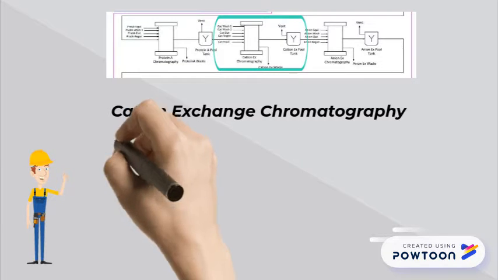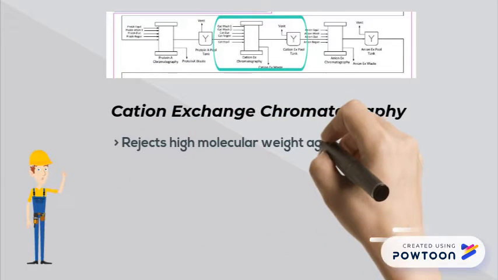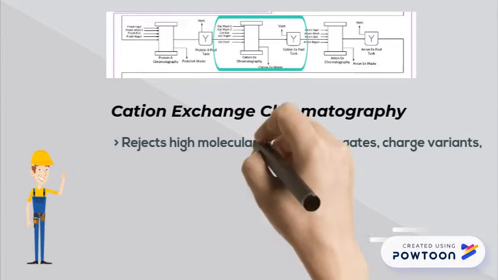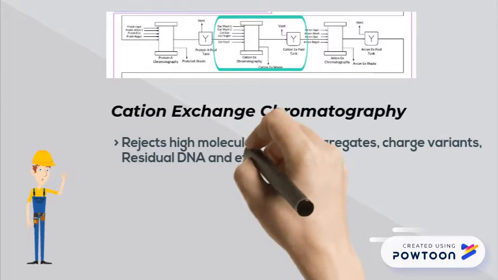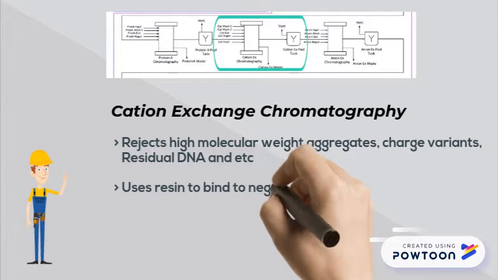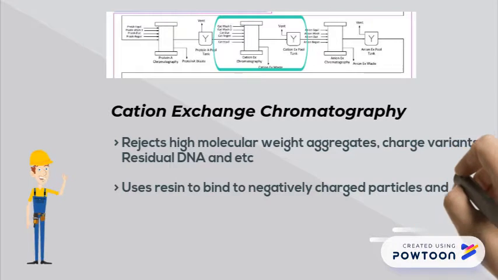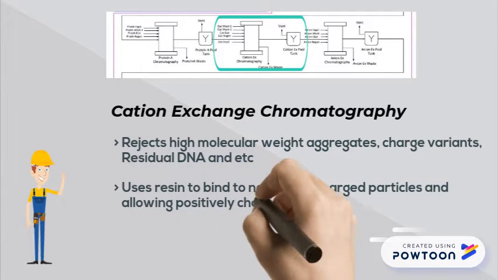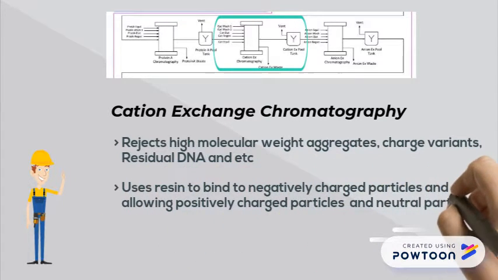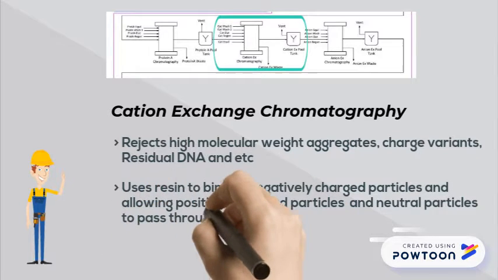Cation exchange chromatography is used to reduce high molecular weight aggregates and host cell proteins. Cation exchange uses positively charged resin to bind to negatively charged particles and product while positive and neutral particles pass through. This process will require around 1.5 days.